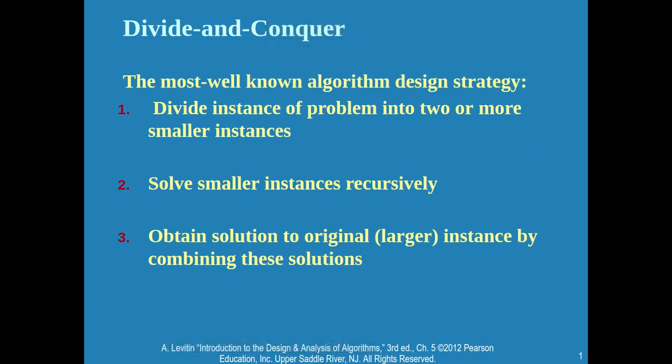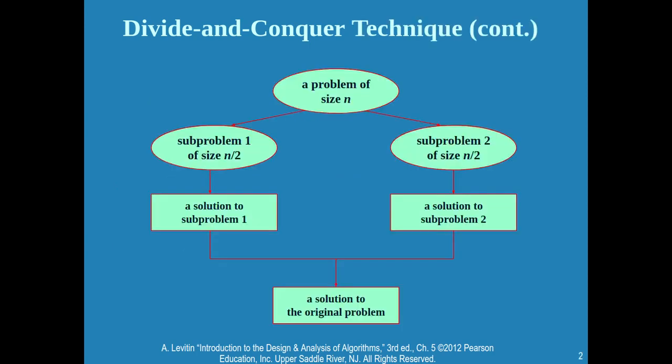So divide and conquer is a really well-known algorithm design strategy, and the idea here is to divide your problem into smaller subsets, so two or more smaller instances, solve the smaller instances, usually recursively, and then recombine them to obtain the solution to the original or the larger instance of the problem. Right, so in general, you have a problem of size n. You can divide it into two separate subproblems of size n divided by 2, solve those two, and then recombine into the final.